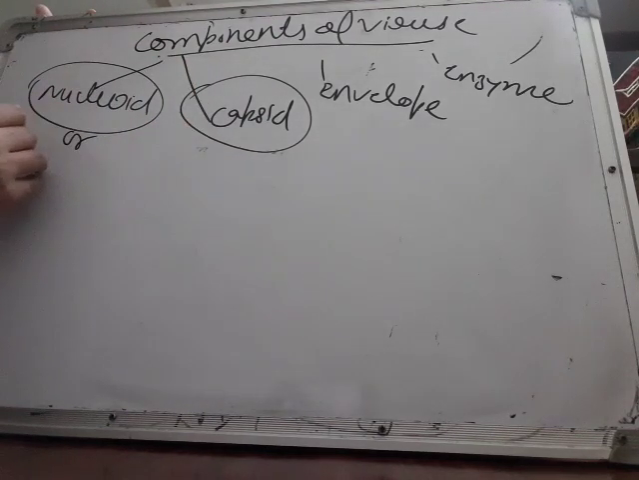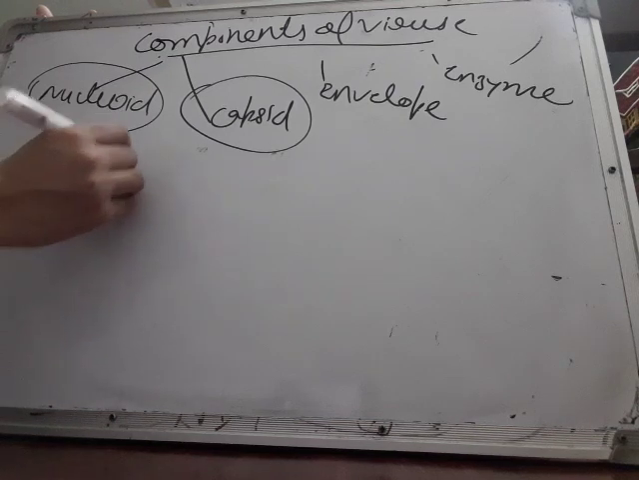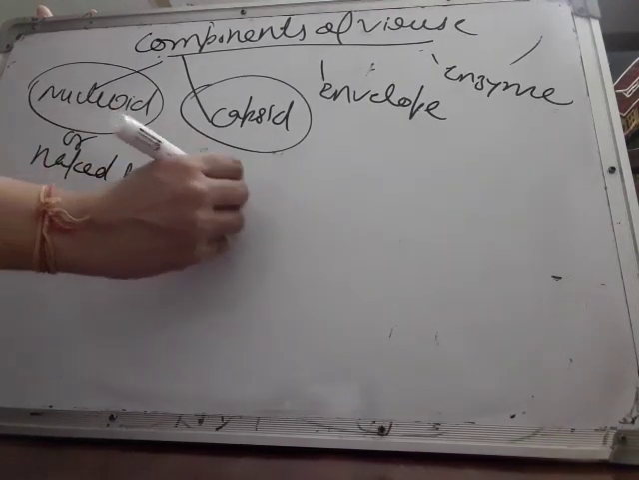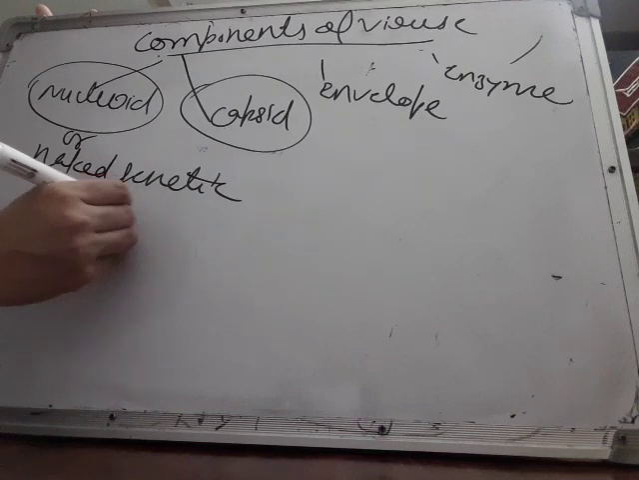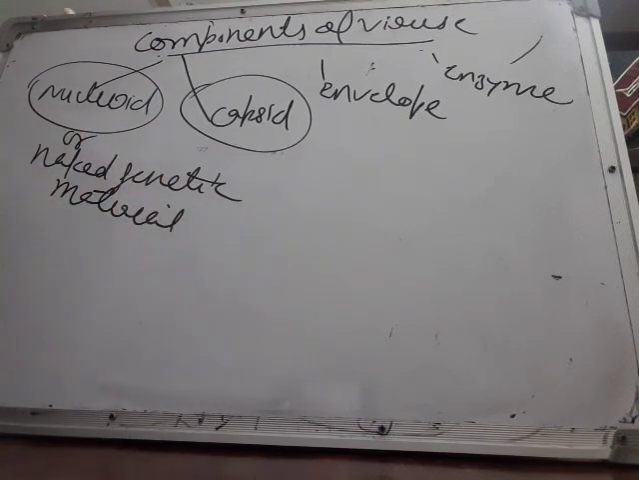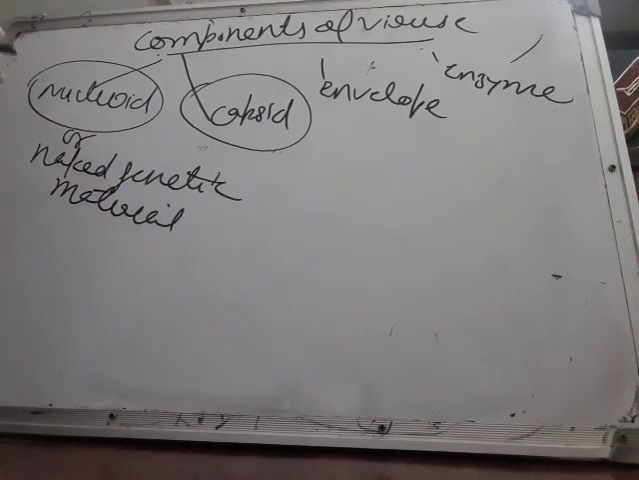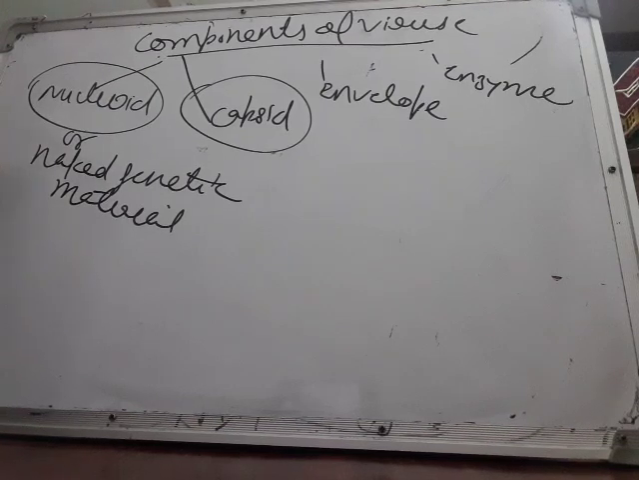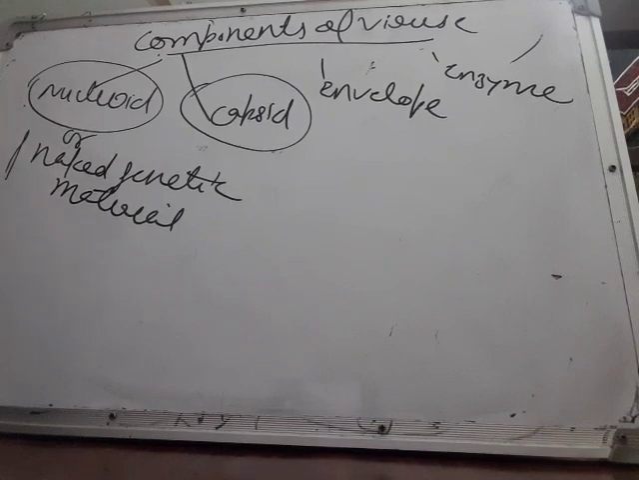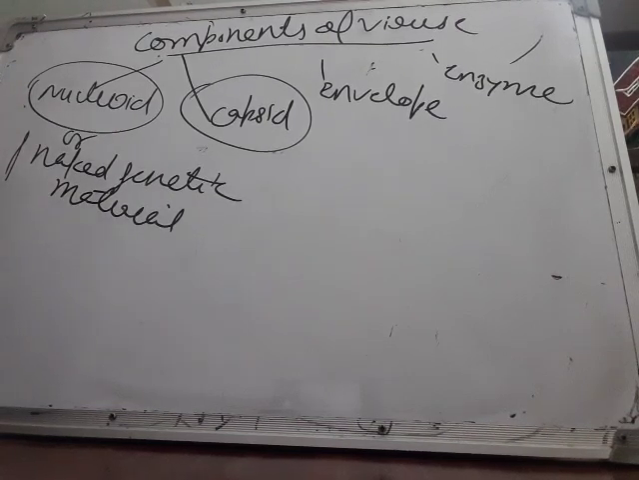What is nucleoid? Naked genetic material is called nucleoid. What is naked genetic material? The material which is found outside the nucleus. Viruses do not bear any nucleus, so their genetic material is nucleoid. They have naked genetic material, that may be DNA or RNA. DNA also may be single stranded or double stranded. RNA also may be single stranded or double stranded.